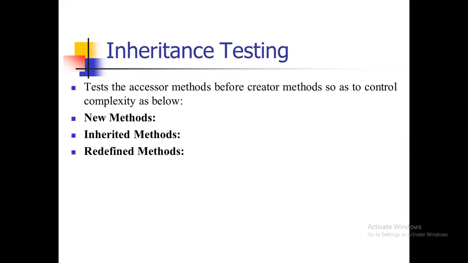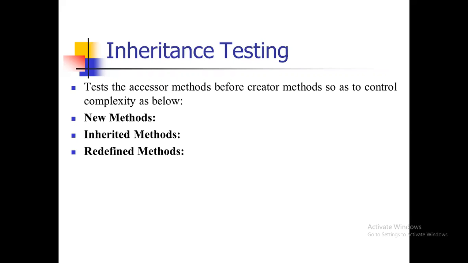And the third one is redefined methods. These methods are defined in the superclass of the child class, but again redefined in this child class under test. So this type of testing is known as complete retest. Redefining means we are going to completely retest it and reuse the tests from the superclass. So that's all about inheritance testing.